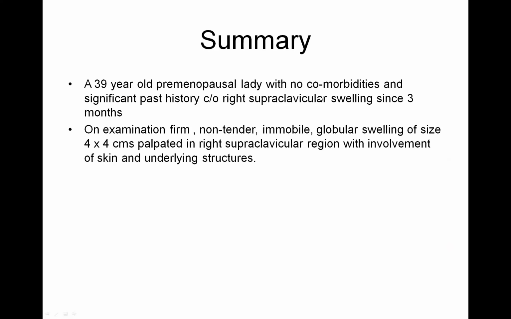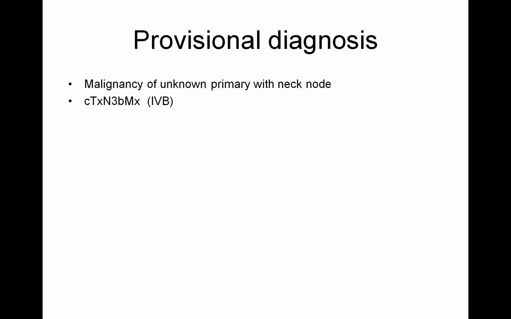Summary: a 39-year-old premenopausal lady with no comorbidities and no significant past history, complaining of right supraclavicular swelling since 3 months. On examination, a firm, non-tender, immobile, globular swelling of size 4 into 4 centimeters is palpated in the right supraclavicular region with involvement of the skin and underlying structures. Provisional diagnosis is malignancy of unknown primary with neck node. Clinically, TX, N3B, MX, the stage is 4B.